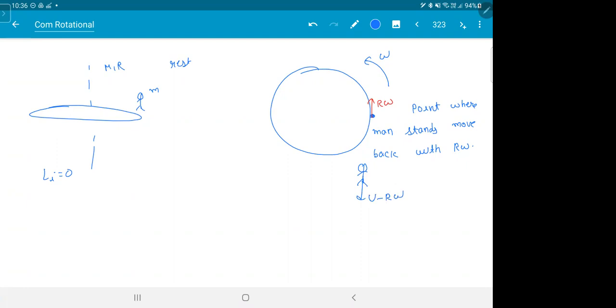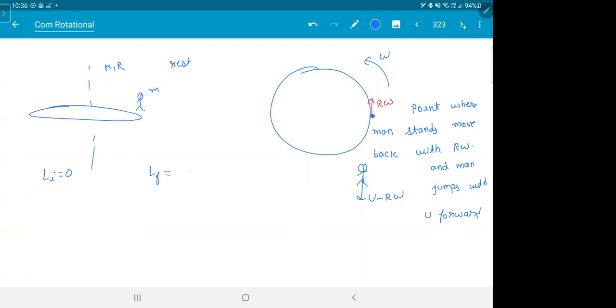We did this in the plank problems also. When the man is about to jump, the plank starts going back. So he's actually not jumping with u, he's jumping with u minus v there. So here he jumps with u minus r omega forward. So back with r omega, and the man jumps with u forward. So actually he's jumping with u minus r omega in the ground frame.